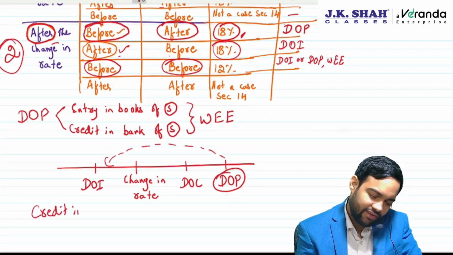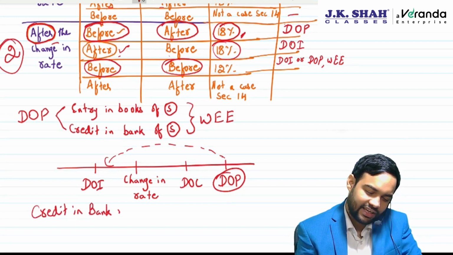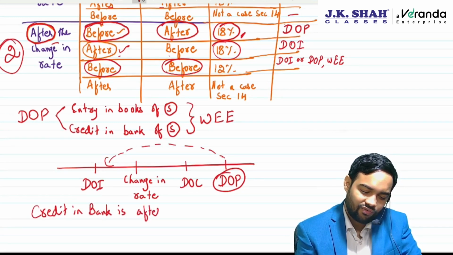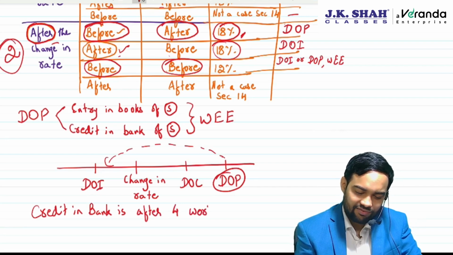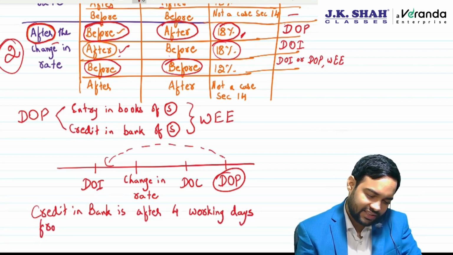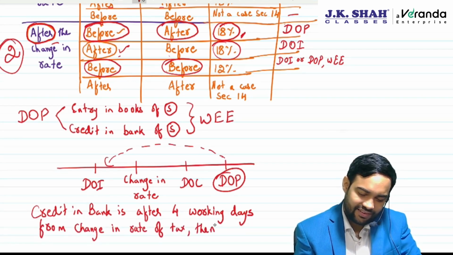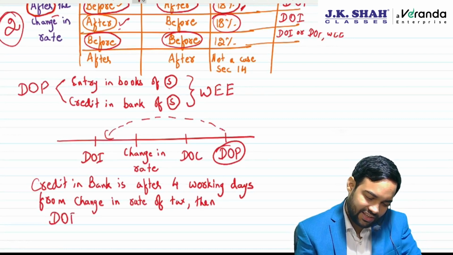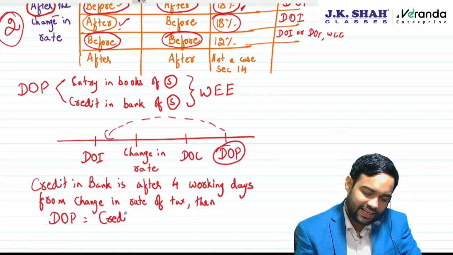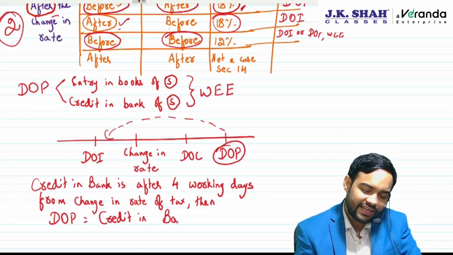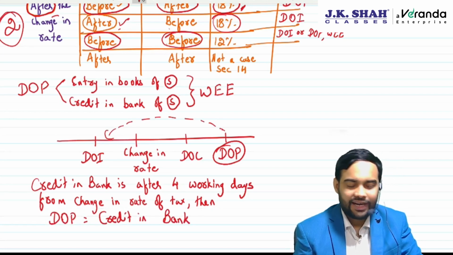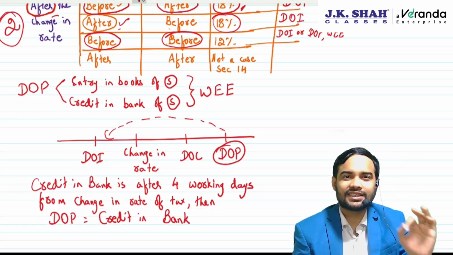if the credit in bank is after 4 working days from change in rate of tax, then DOP equals credit in bank. That means government will ignore your entry in books and date of payment will be considered as credit in bank.